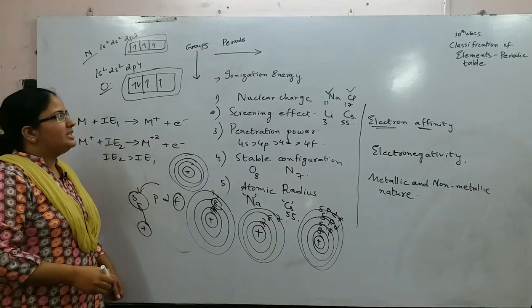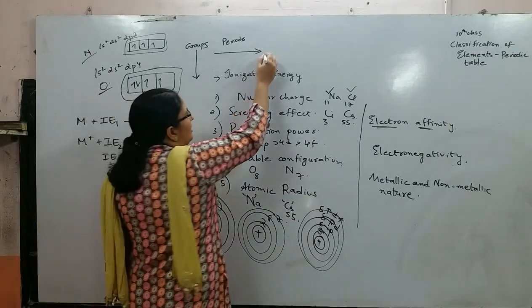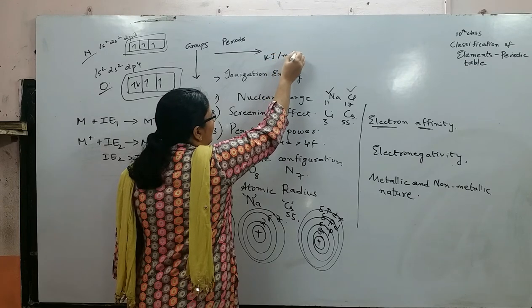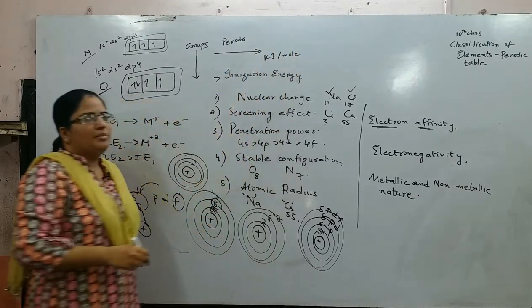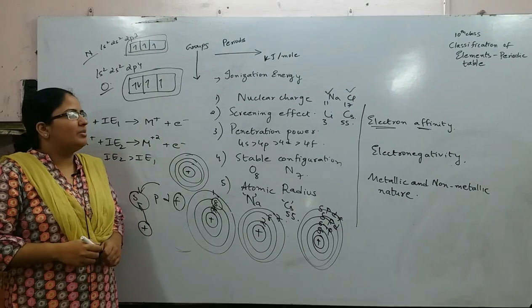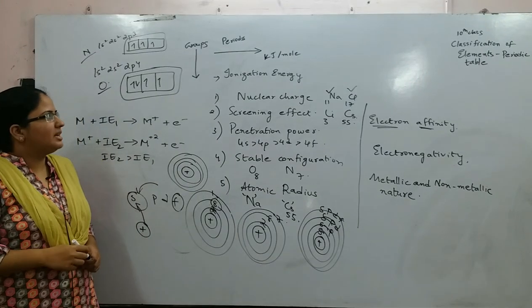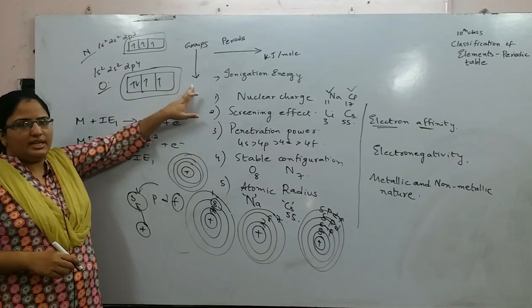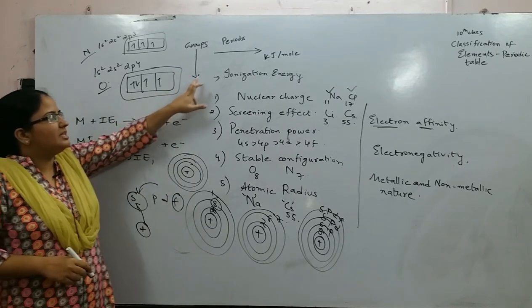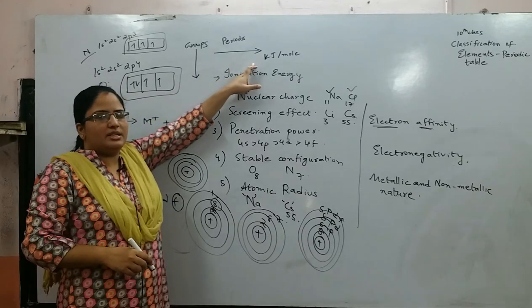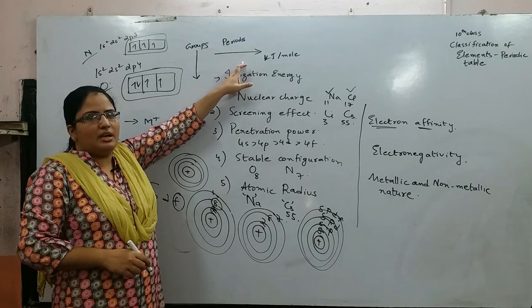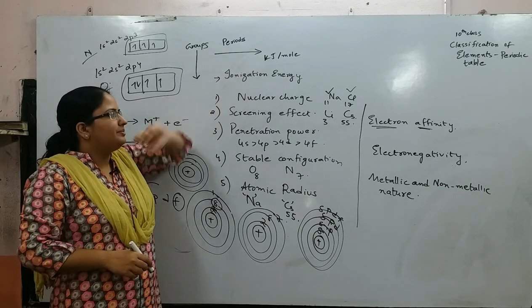Because it is energy, the unit is kilojoule per mole. Or one more, you have another unit, let me discuss that. So, down the groups, ionization energy decreases because atomic radius increases. Across the period, ionization energy increases because of the decrease in the atomic radius.